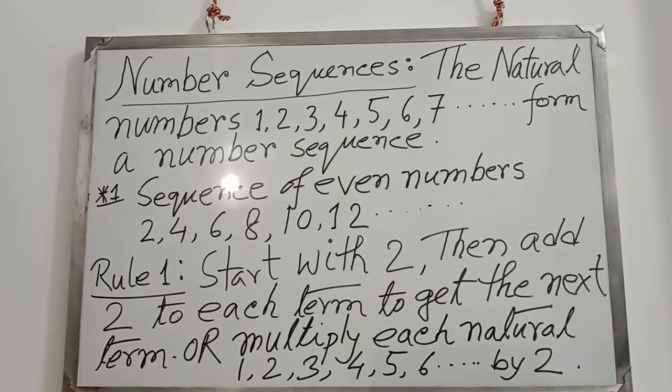Hi viewers, today new chapter: number sequences. The natural numbers 1, 2, 3, 4, 5, 6, 7 and so on form a number sequence.